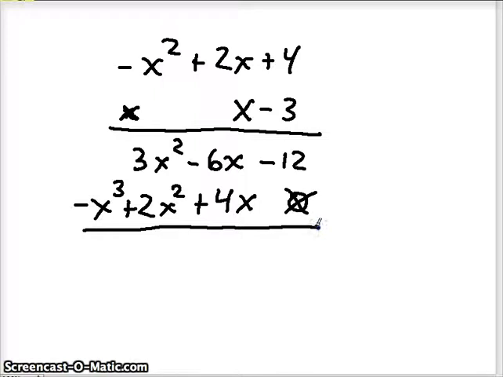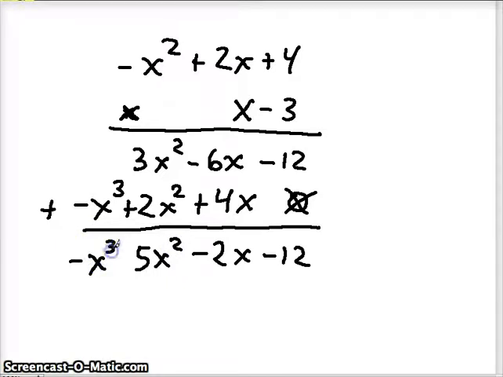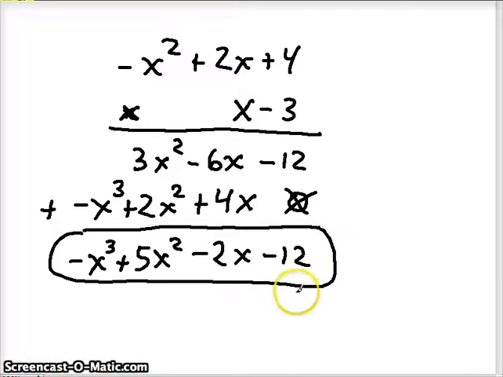So now we go back to what we were just practicing, combining or adding our polynomials. So we're adding these polynomials. So negative 12 plus 0 is negative 12. Negative 6x plus 4 is a negative 2x. 3x squared plus 2x squared is 5x squared. And we got that negative x cubed being added to nothing over there. So there's our final product, multiplying those two polynomials.